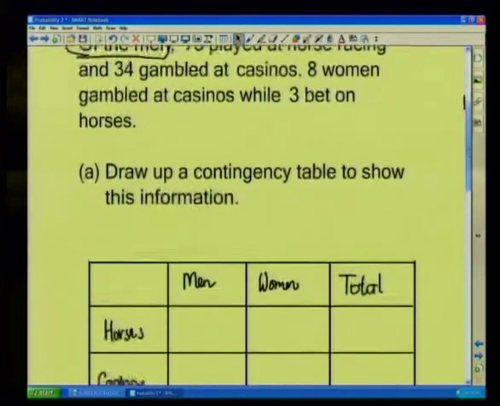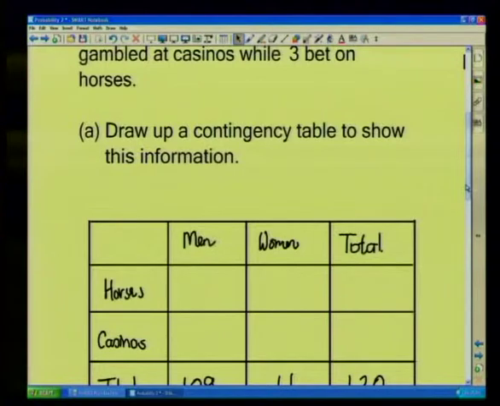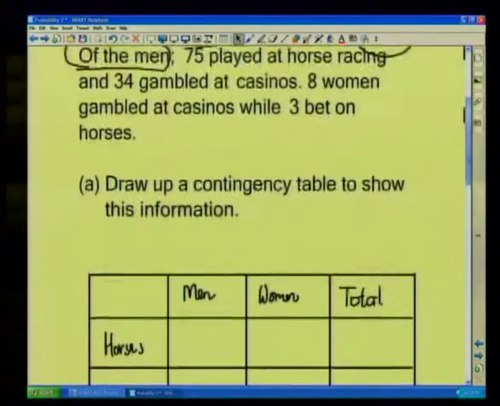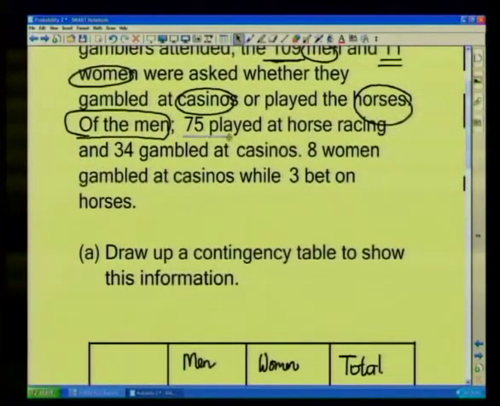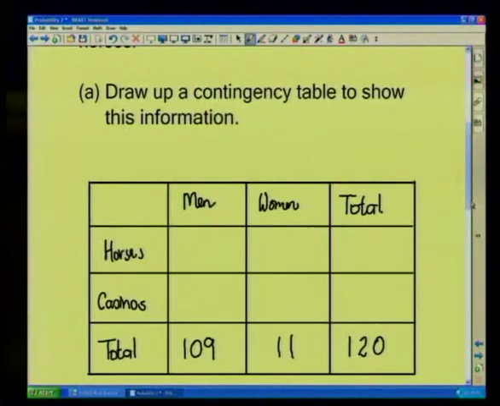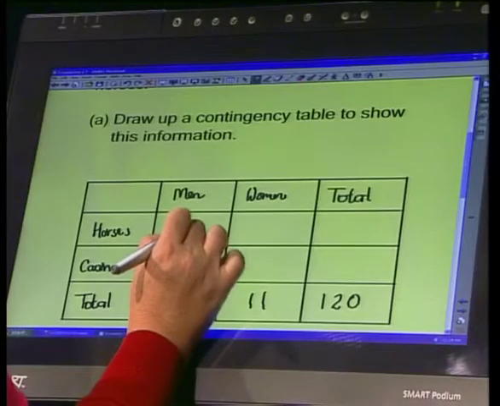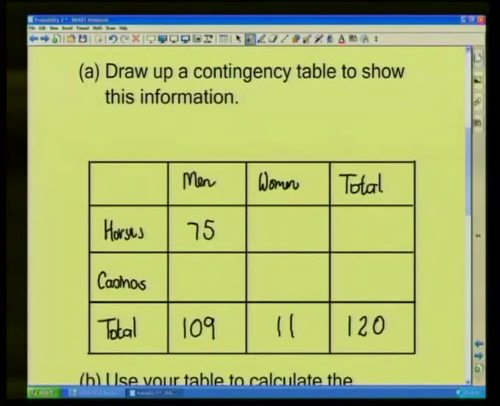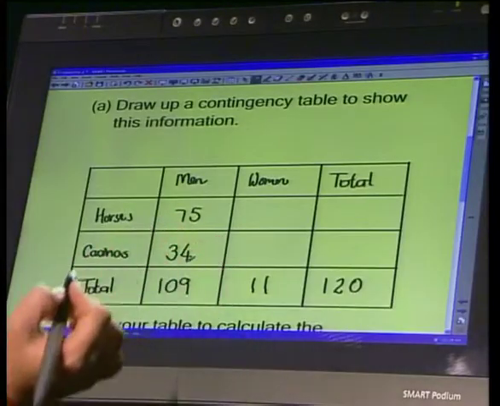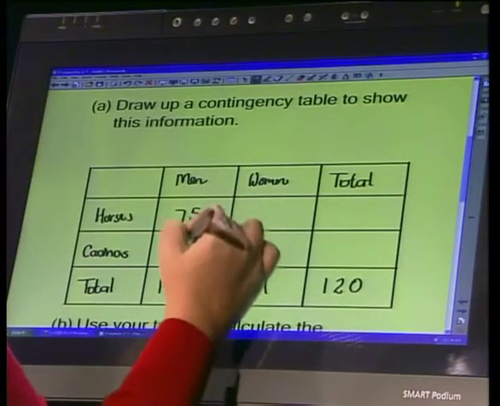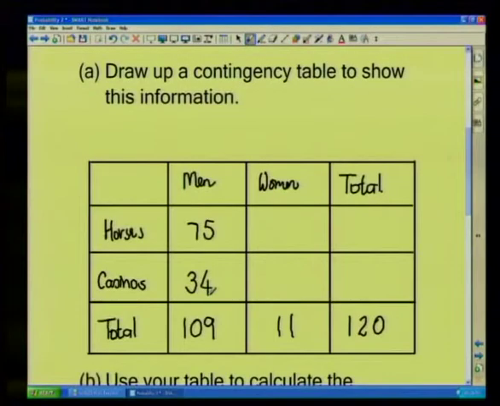In this scenario, you can see that I've got men, and so my two numbers would go into this section over here. So let's go back. Of the men, 75 played at the horse racing and 34 gambled at the casinos. So we've got 75 at the horses and 34 at the casinos. And again, check with your calculator if you need to. If they're horrible numbers, go back and check. And 75 plus 34 should add up to 109.